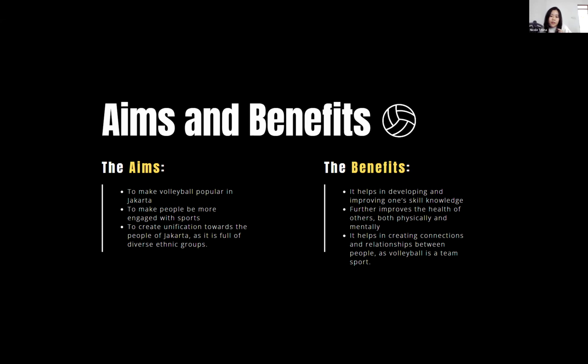And so the benefits of this are to help in developing and improving one's skills and knowledge, as mentioned previously, such as physical skills, mental skills, and so on. Also, the benefit of making volleyball more popular is that it can help improve the health of others, both physically and mentally. And last but not least, it also helps in creating connections and relationships between people, as volleyball is a team sport which requires communication.